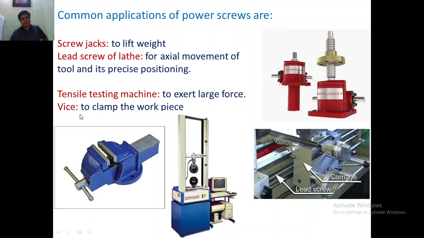And similarly we have the bench vise, which all of you know about, and this is the screw rod inside. Whenever you rotate this screw rod, we apply torque, and this clamp, this holder, will move away or inside. So we can fix the workpiece in between these two jaws. One jaw is fixed here, and the other jaw can be moved left or right by rotating this lead screw, or what is called the power screw.